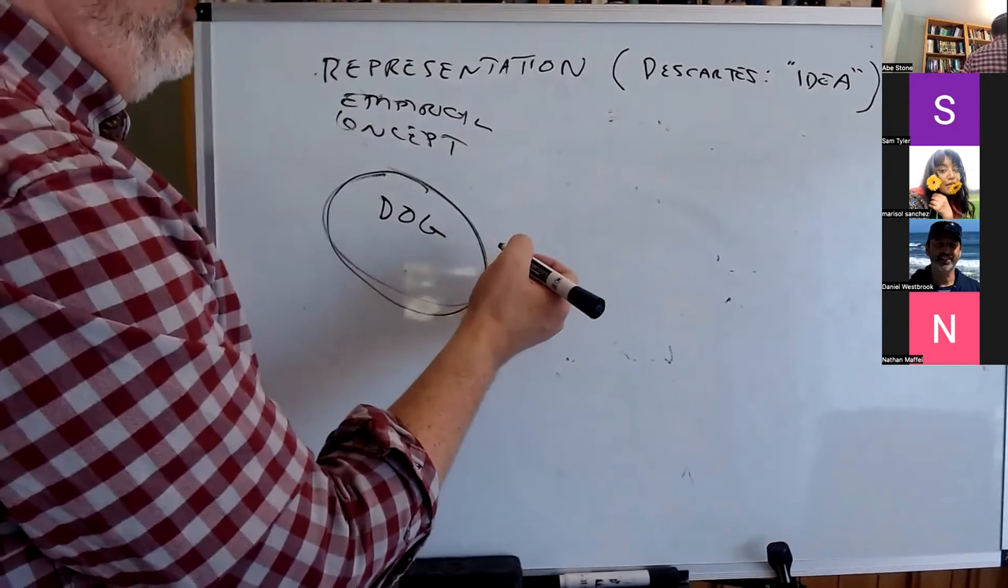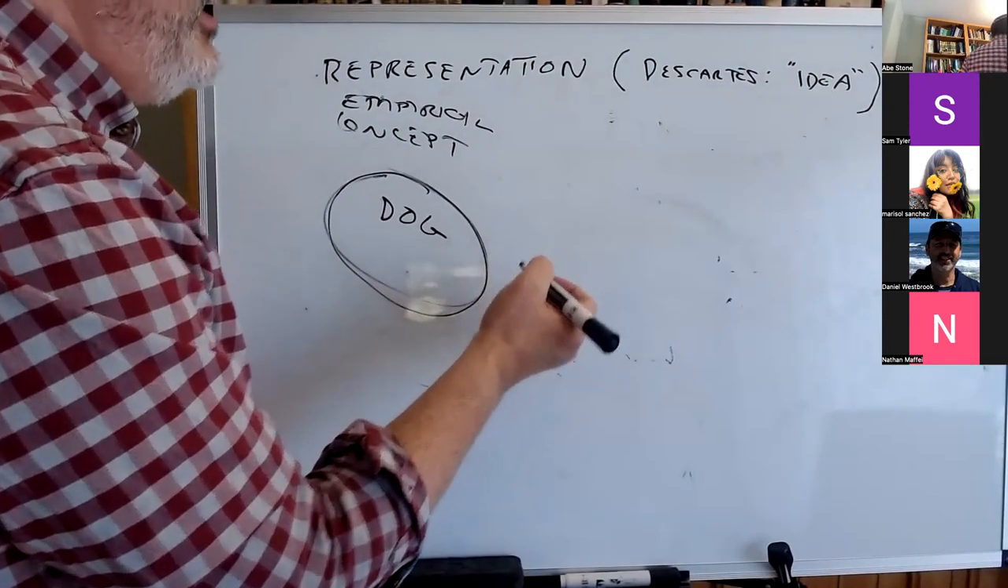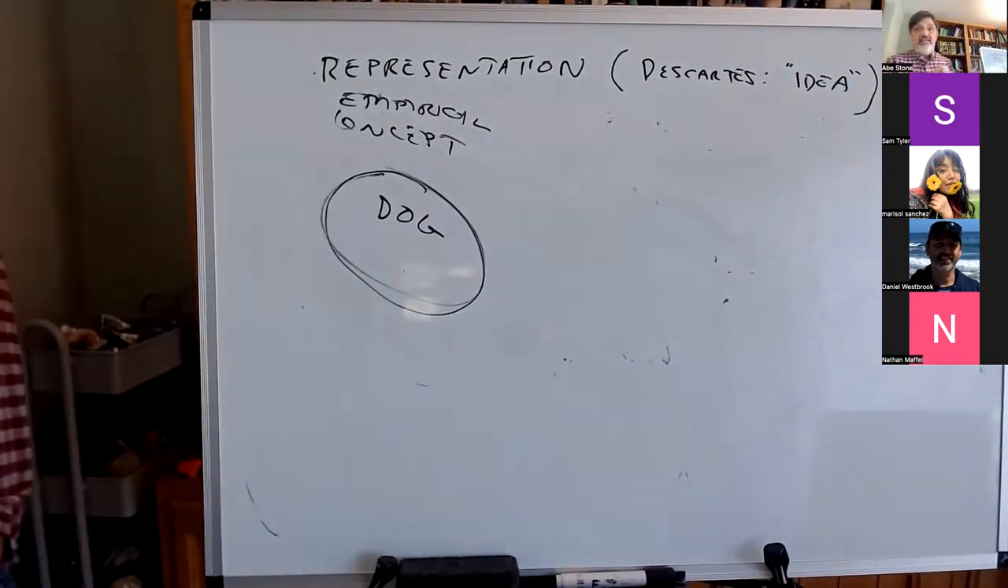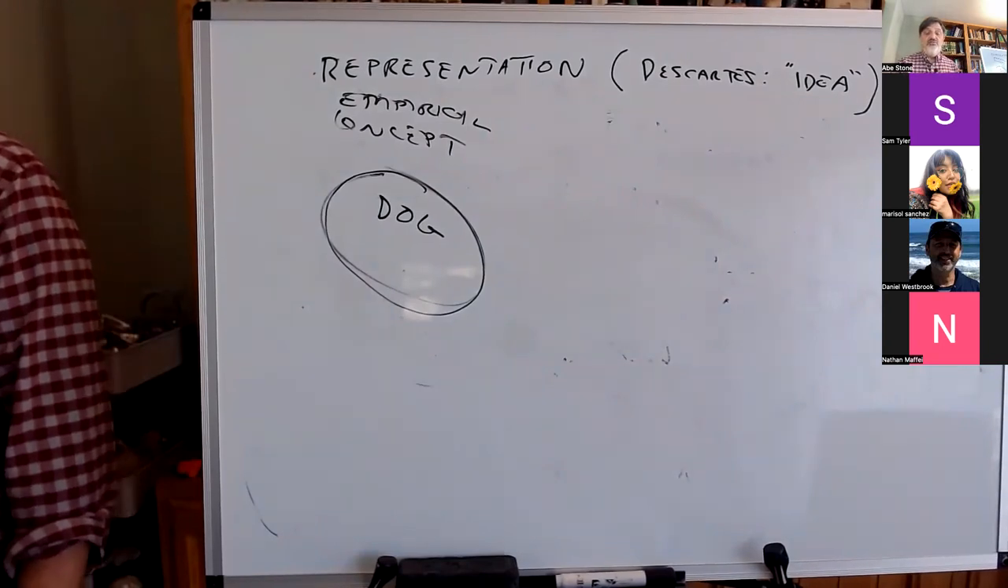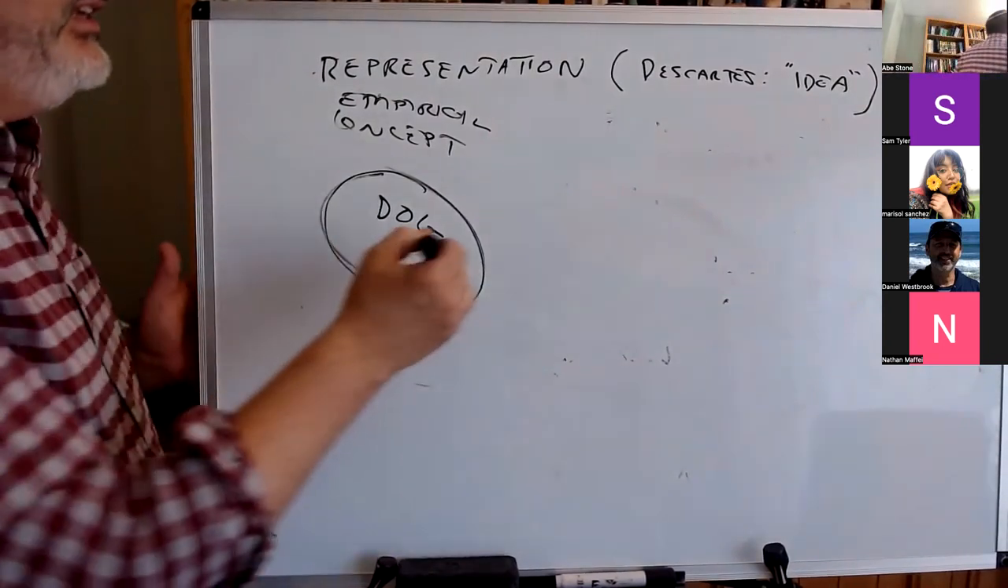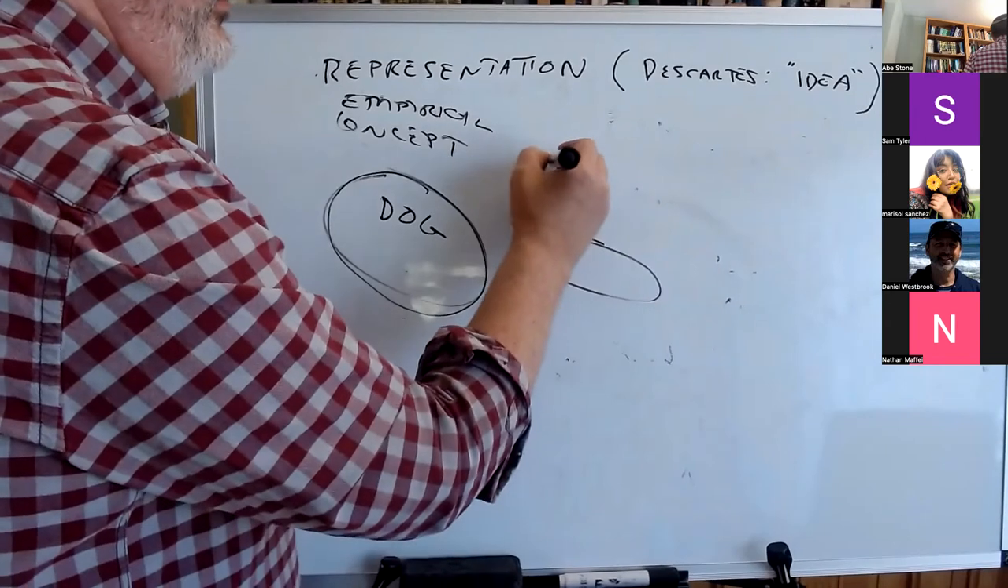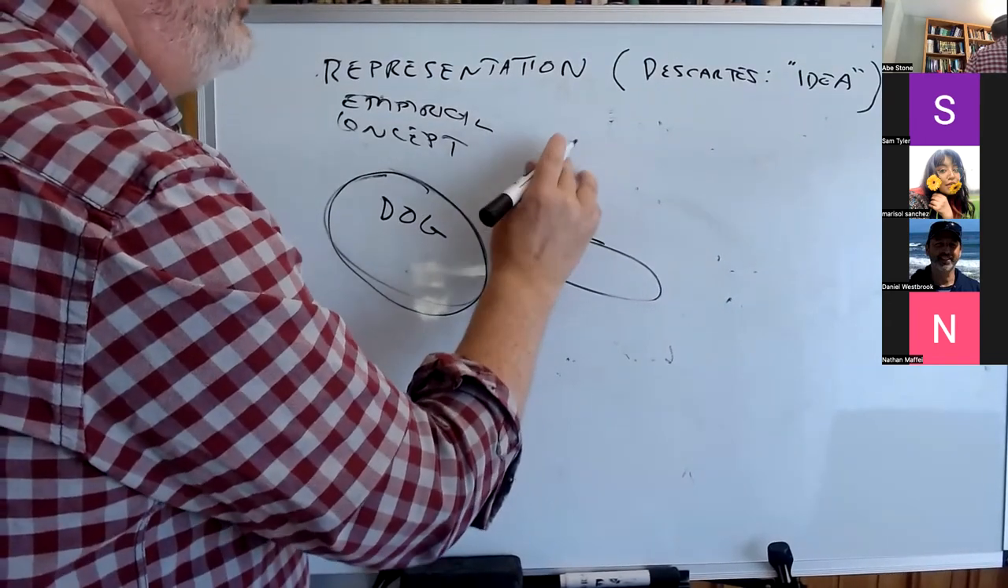But then, in order to have an Erkenntnis, a cognition, a successful representation of an actual dog, I need something else. I need a sensible intuition.